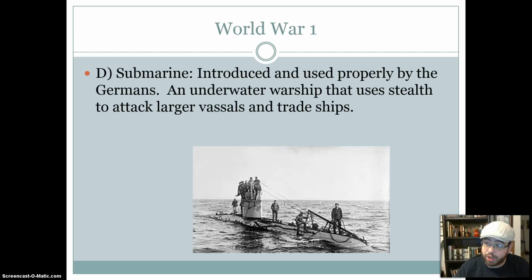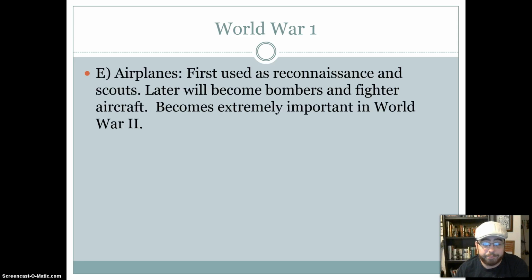And then you had the submarine, which was introduced and finally used properly by the Germans. And this underwater warship would use stealth tactics to attack larger vessels and trade ships. So this is what unrestricted submarine warfare comes from. The Germans were really adept at doing this, and during World War II, they would also be good at that.